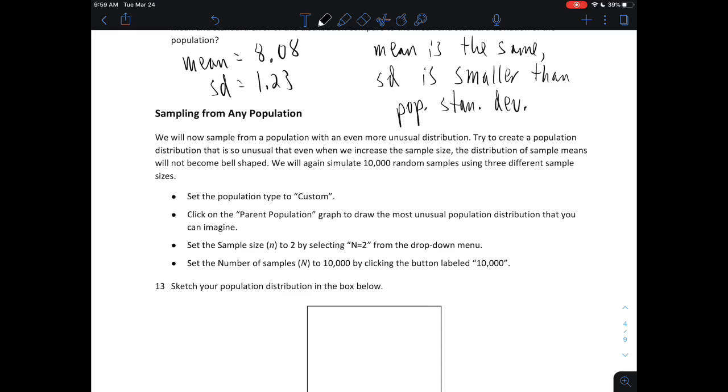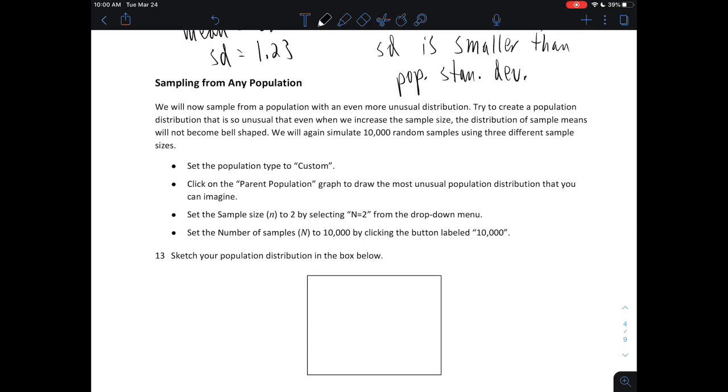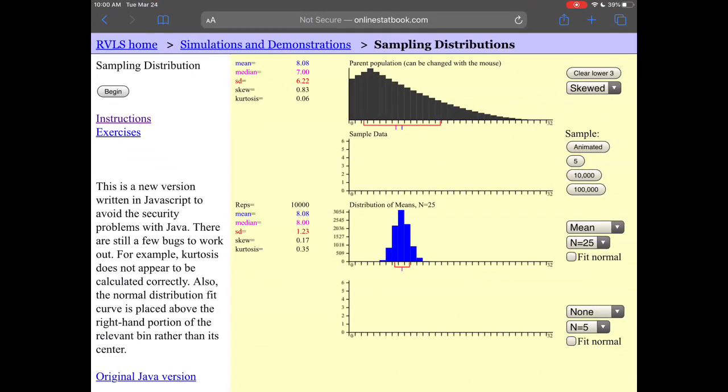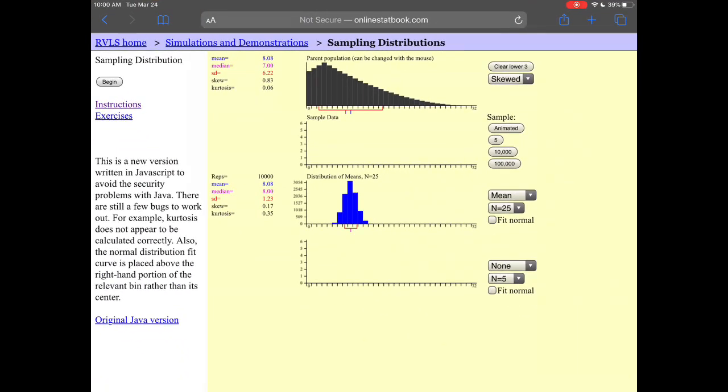All right, continuing, sampling from any population. We will now sample from a population with an even more unusual distribution. Try to create a population distribution that is so unusual that even when we increase the sample size, the distribution of sample means will not become bell-shaped. We will again simulate 10,000 random samples using 3 different sample sizes. So if you think about what this is asking, we've already seen a couple of distributions. One was skewed, one was uniform, but we ended up getting a normal distribution as we got to sample size 25.